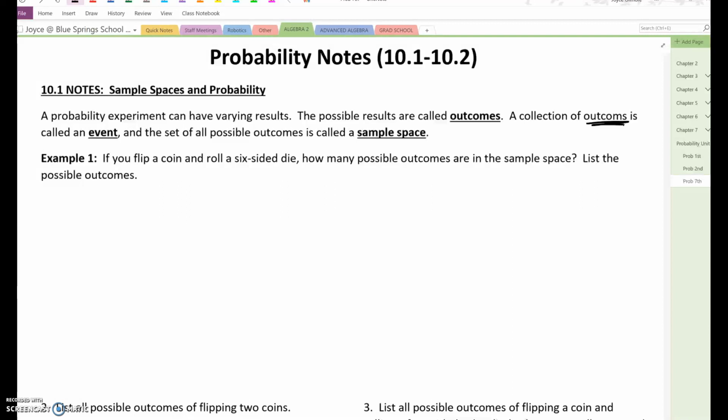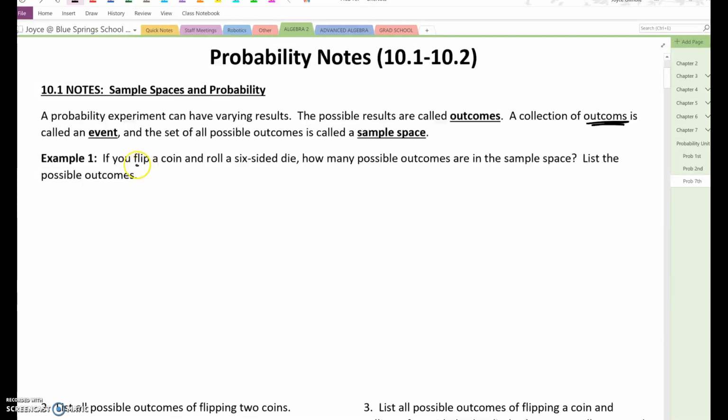1, 2, 3, 4, 5, 6. That collection is called an event. The event would be rolling a die. The set of all possible outcomes is called the sample space. This section in the book really wants you to focus on sample spaces. And this can be good for helping you understand the logistics of probability, but it also can be fairly aggravating because writing out a full sample space can be a lot of work.